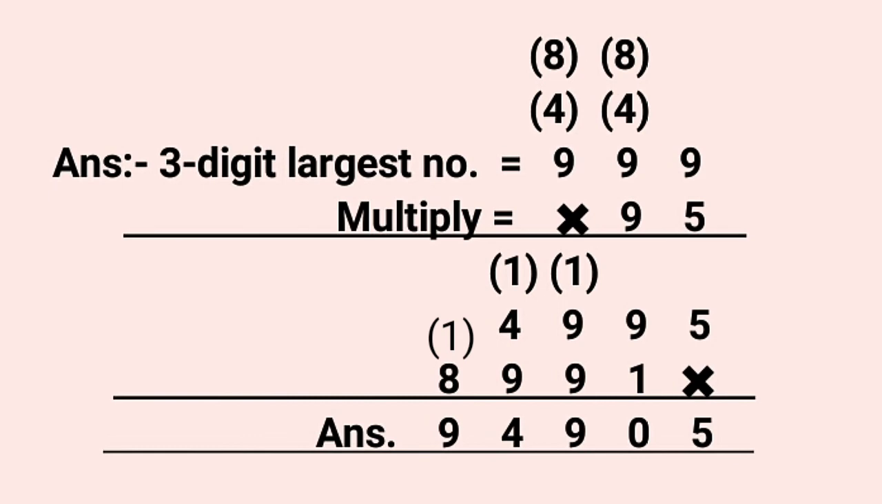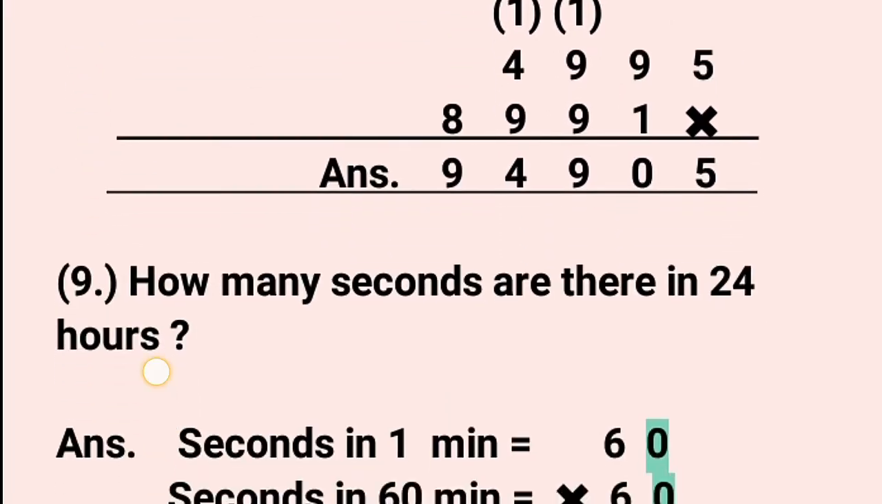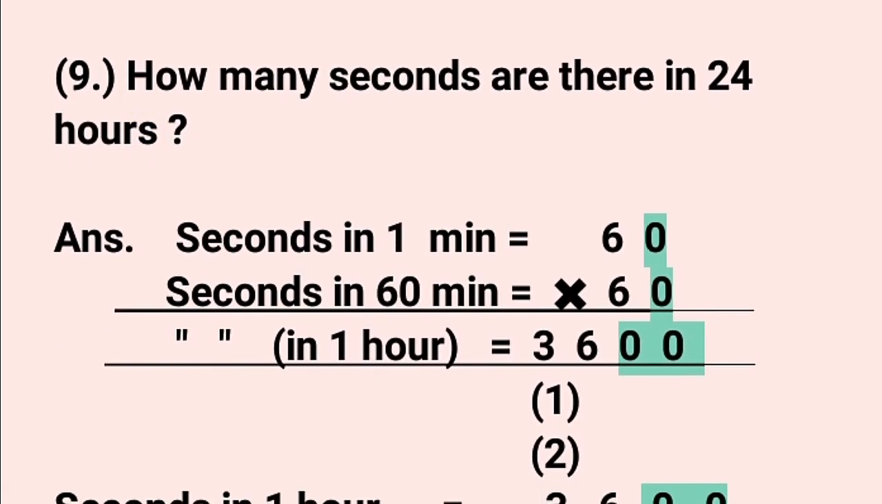So let's add 5. 9 plus 1 is 10, 1 carried, 9 plus 9 plus 1 is 19, 1 carried, 1 plus 4 plus 9 is 14, 1 carried, 8 plus 1 is 9. So answer is 94,905. Next is ninth. How many seconds are there in 24 hours?